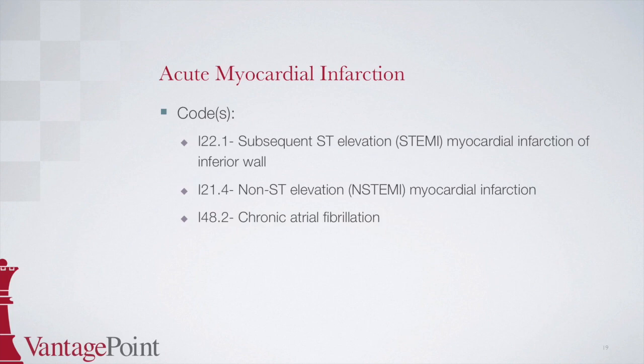Our next code is I-21.4, non-ST elevation myocardial infarction, which was our MI code from the previous example. Remember that the subsequent MI codes should be used with the code for the patient's MI that preceded the subsequent MI within the 4-week time period. And the last code is I-48.2, chronic atrial fibrillation, which we coded in the previous example. This code would go last because the reason for the encounter was the subsequent MI.